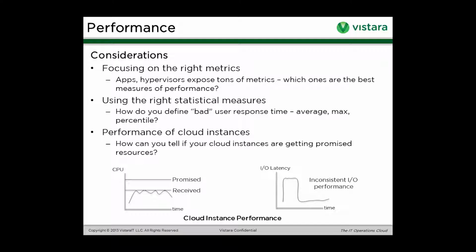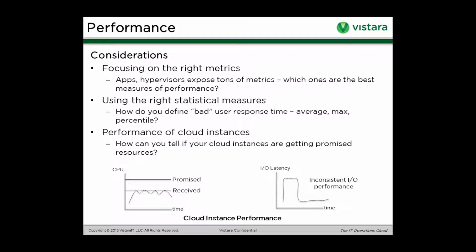So if you look at the two charts in the bottom here, there are examples of what you could experience. Right, you've got the I/O latency. If you've got lots of other customers running virtual machines at the same time, you may not get good I/O performance or consistent I/O performance. Likewise, on CPU, you may have been promised a large instance, but you may actually only get a small fraction of it because other instances are crowding out resources.